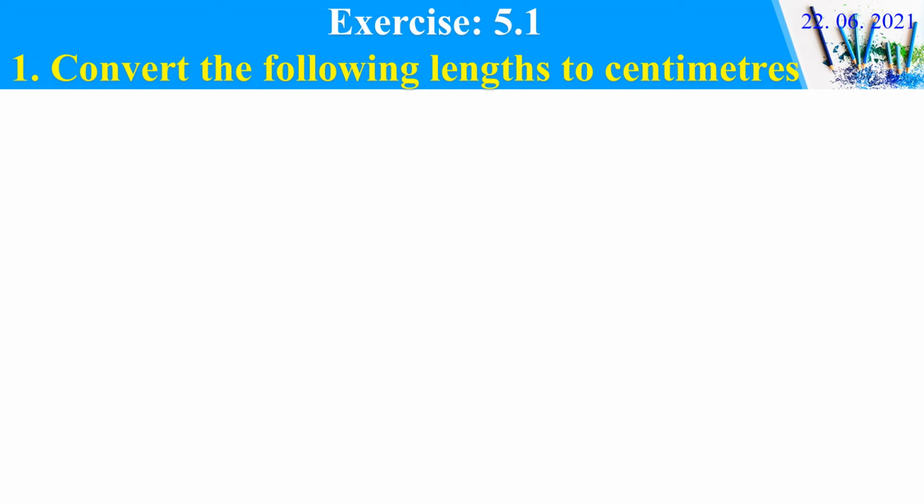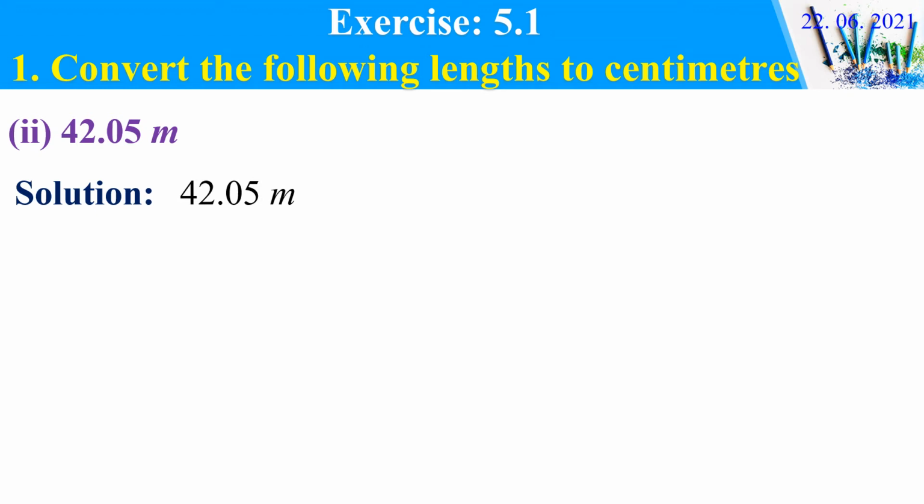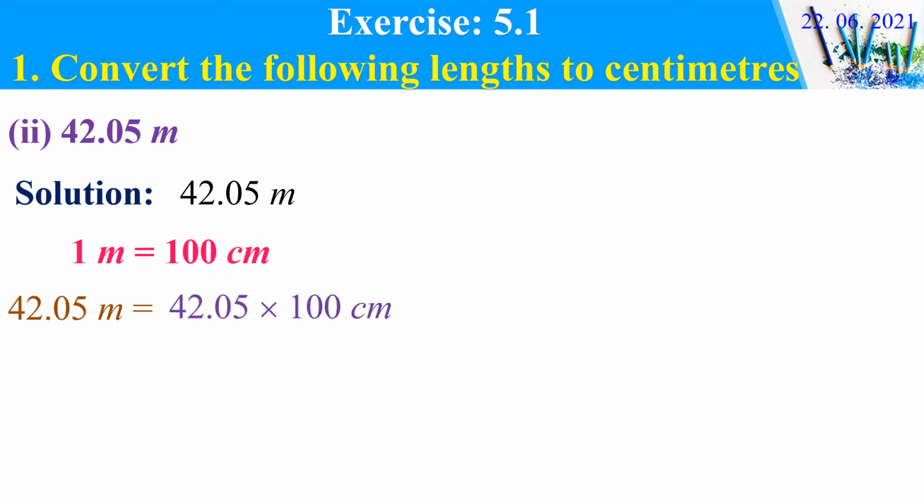Exercise 5.1. First Roman numeral: convert the following lengths to centimeters. Second sum, 42.05 meter. We have to convert 42.05 meter to centimeters. Let us move on to the solution. Here we have 42.05 meter. We have to convert it into centimeter. So we know very well that 1 meter is equal to 100 centimeter. Now we have to convert 42.05 meter to centimeter, so we have to multiply 42.05 into 100. Then only it will be converted to centimeter.